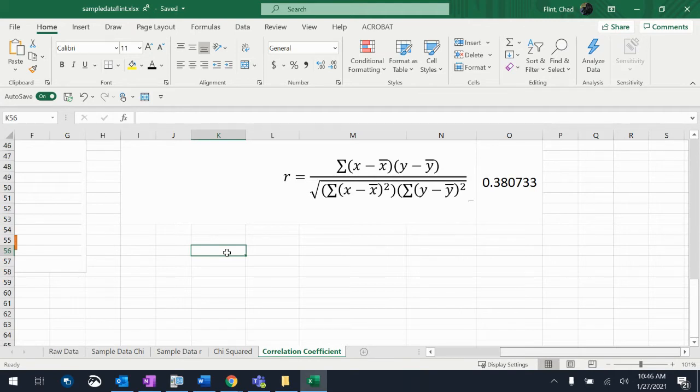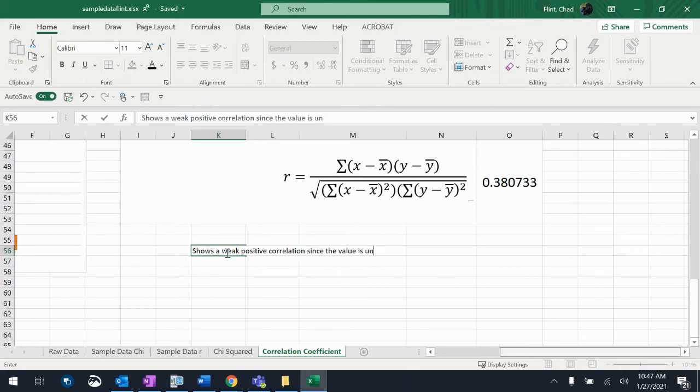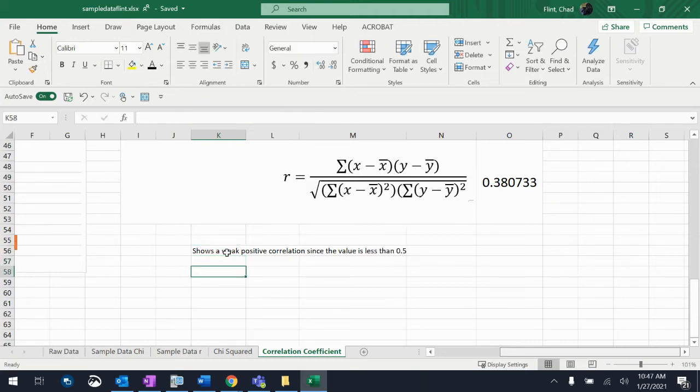This 0.380733, that's a very weak positive correlation. So I'm going to say that it shows a weak positive correlation since the value is less than 0.5. Okay, so it's a weak positive correlation. When I have a weak correlation, it's not appropriate to find a line of best fit because there's not really correlation there, so the line of best fit is not going to tell me anything.